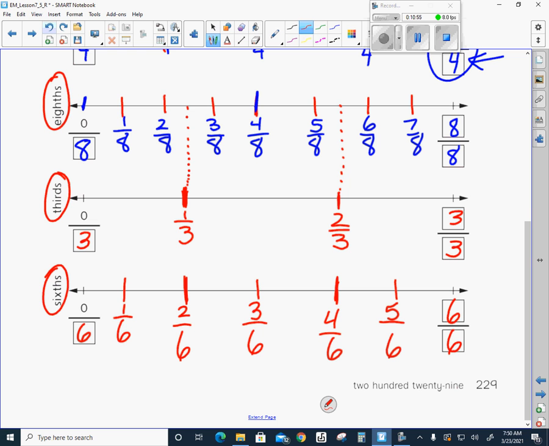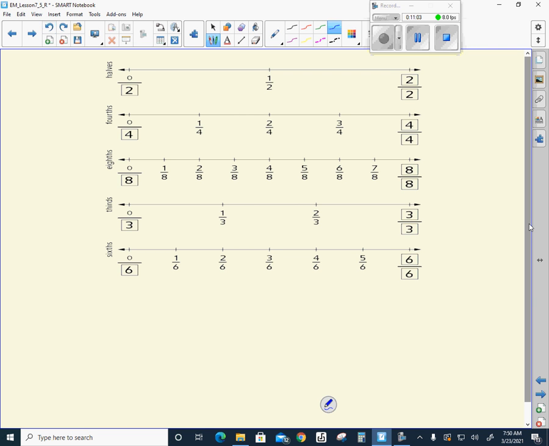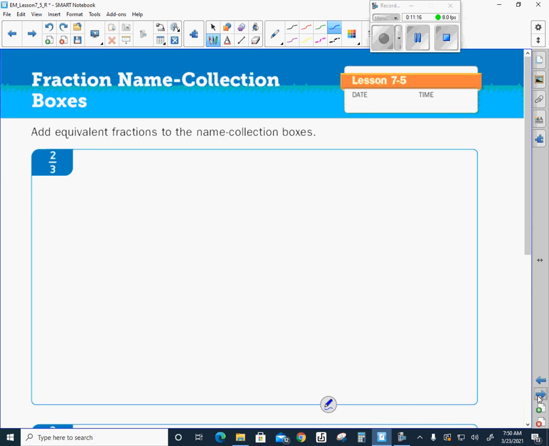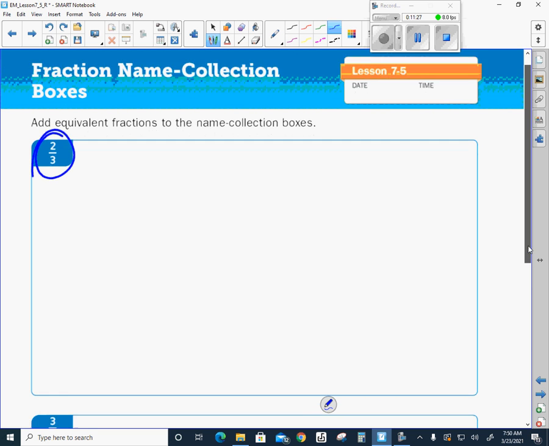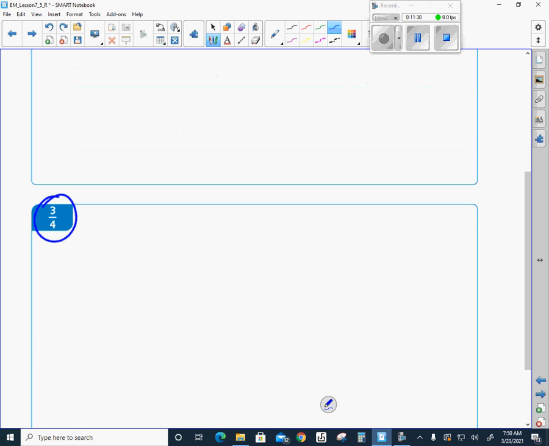All right, so now that we have built these number lines, we can actually use them as tools. I have number line tools in the classroom that look like this. This one is officially made so that everything is accurate and equal, but yours is going to be pretty good if you follow those directions. Now I can go ahead and find some equivalent fractions. Go to the next page in your workbook where it says Fraction Name Collection Boxes. I want you to use your number line and find fractions that equal 2/3 and find fractions that equal 3/4. Go ahead and pause the video and see what you find.